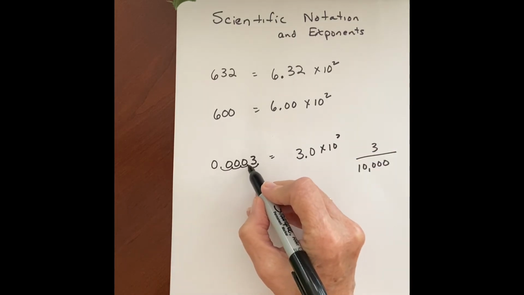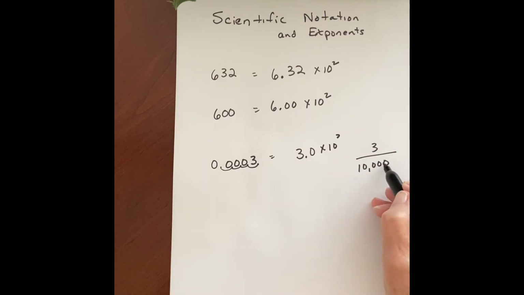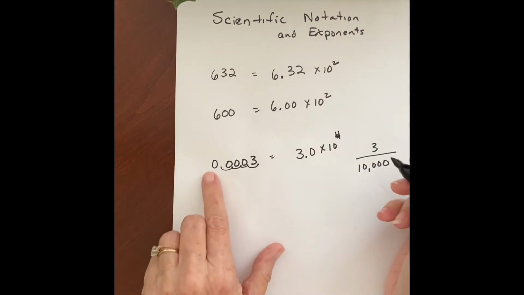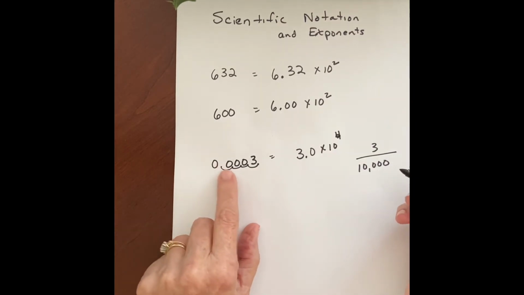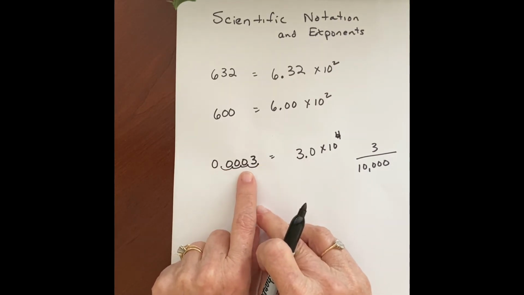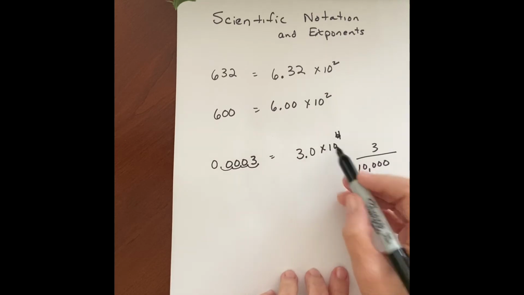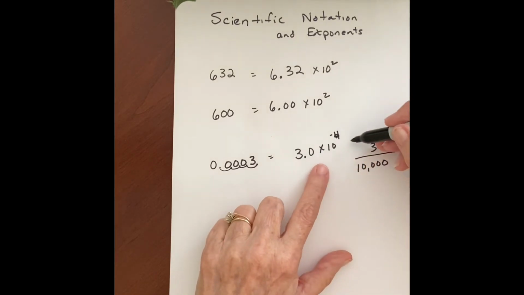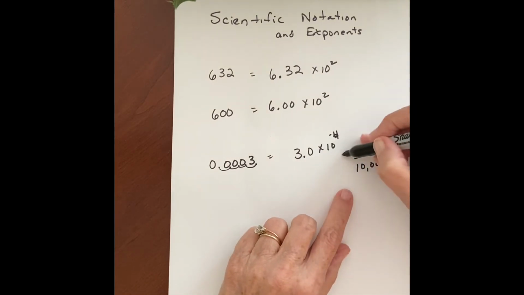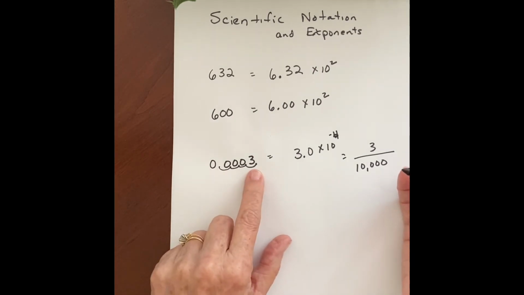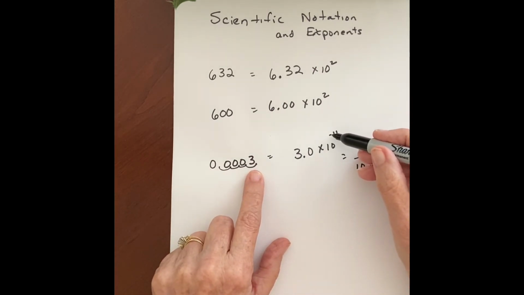1, 2, 3, 4. That's 10,000. So that's going to be a 4, isn't it? I moved it over 4 places. So each time I moved it, I'm taking that 3 and dividing it by 10. So essentially, because I'm dividing, I want to make it a negative exponent. So this is the same thing as this, right? So when I think about this, I know it's a little tiny number, so I have a negative exponent.